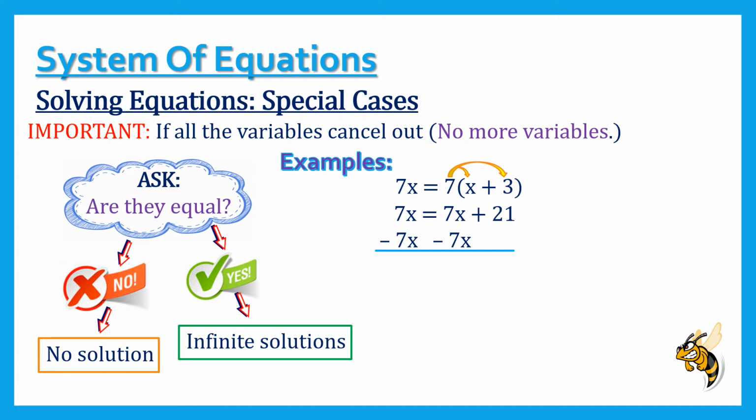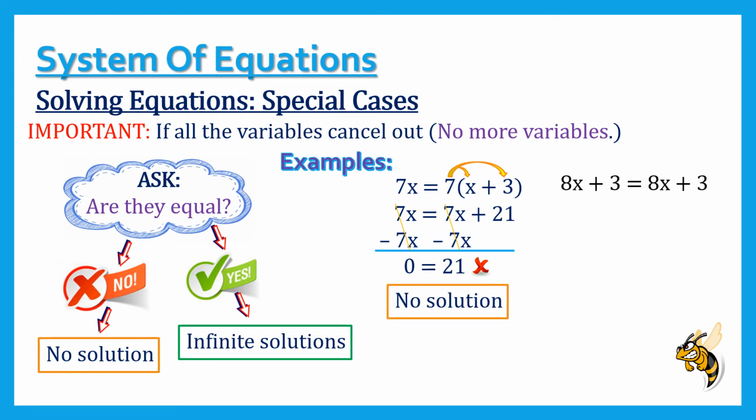When I take a good look at the left and the right side, I notice that in both situations they are additive inverses, so therefore they cancel out. So now I'm left with 0 equals 21. There are no more variables, so I'm going to ask myself, is 0 equal to 21? And the answer to this is no. So therefore, for this equation, my answer is no solution.